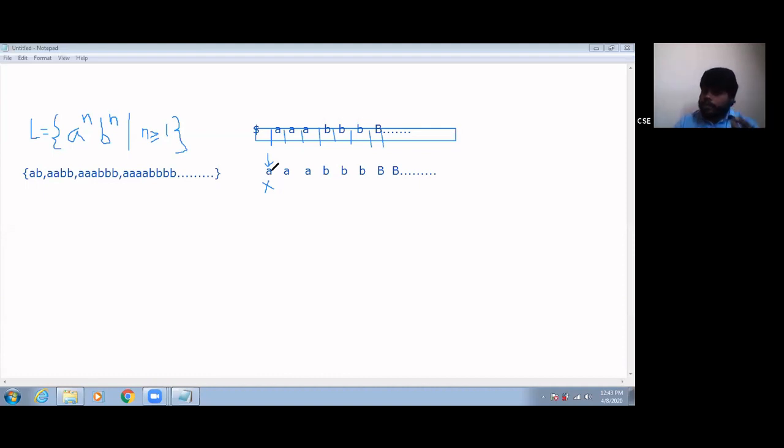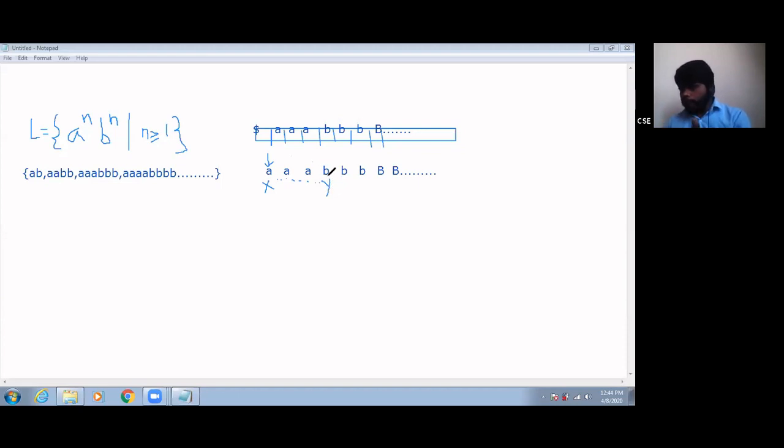Listen to every statement of my wording. See here, this A I have replaced with X, and any number of A's I am moving over, I am keeping as they are. I am moving right hand side. Whenever the first B is encountered, I am replacing B with Y. For 1 A I have seen 1 B.